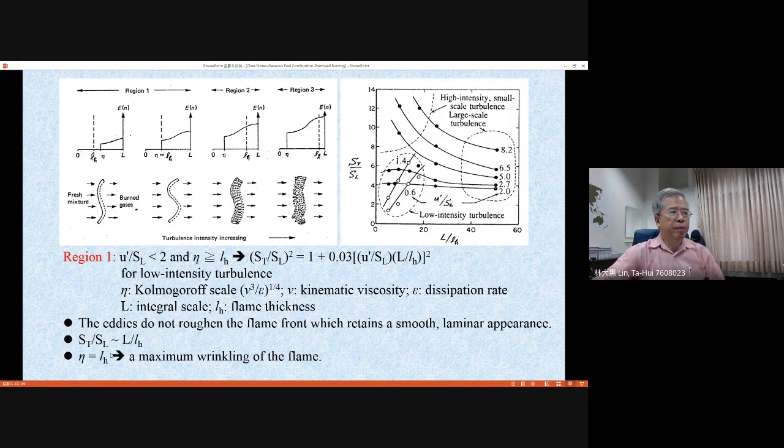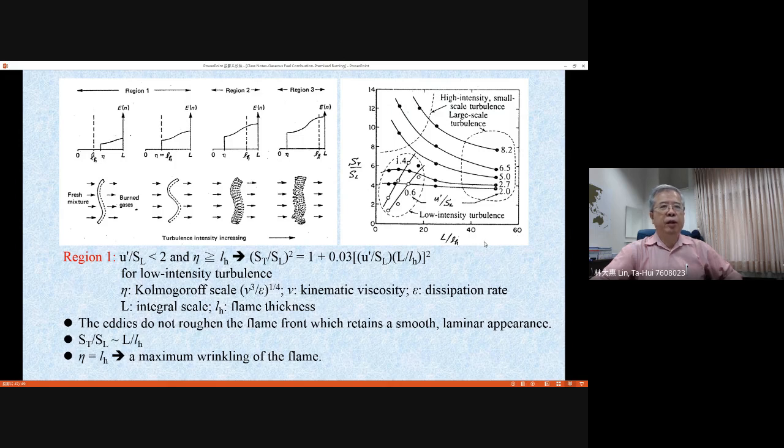And from the experiment, they find ST divided by SL, the ratio of the flame speed between the turbulent and the laminar, is linearly proportional to the integral scale divided by the flame thickness. And you can see the figures on the right-hand side. We plot the ratio of flame speed between the turbulence and the laminar against the ratio of the integral scale and the flame thickness.